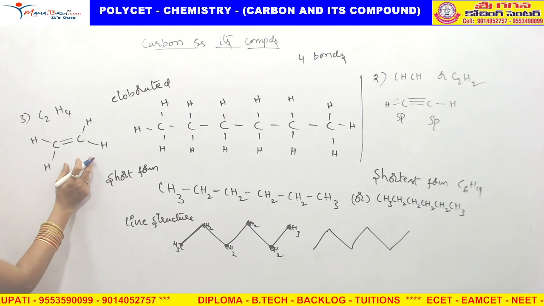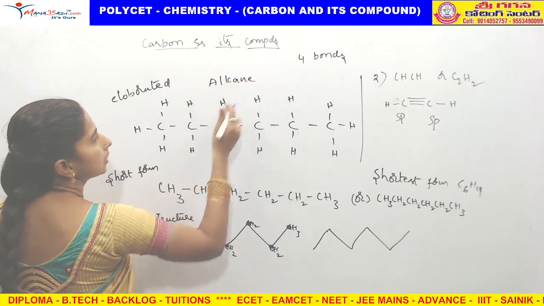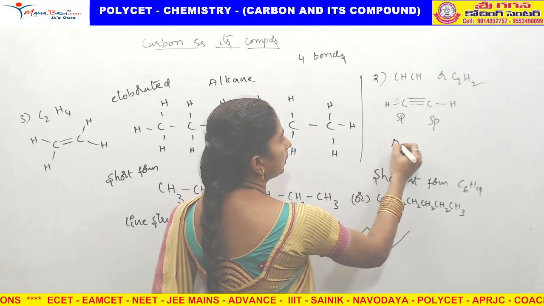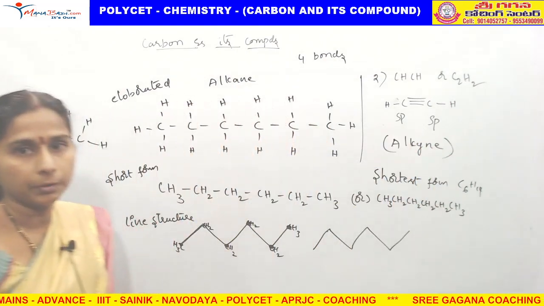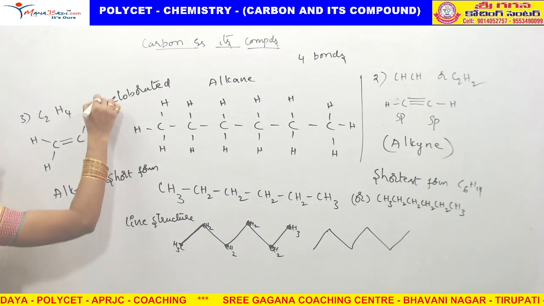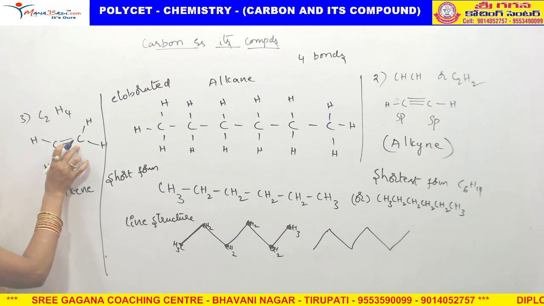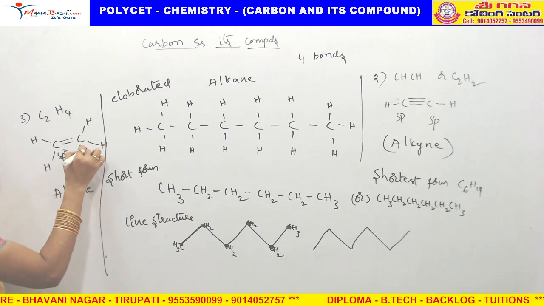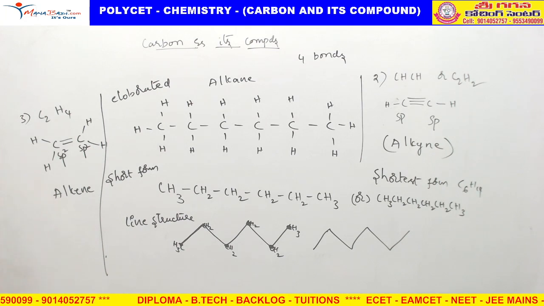What is the example? This is an example for alkane, because all are single bonds. There is no double bond. This is an example for alkyne, with a triple bond. This is an example for alkene. Now a double bond is there, which means sp2 hybridization for alkenes. Each carbon is having sp2 hybridization.